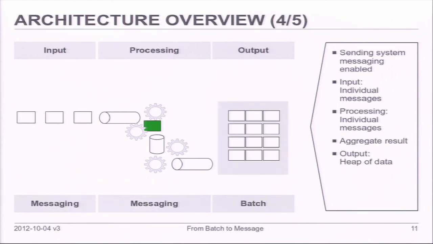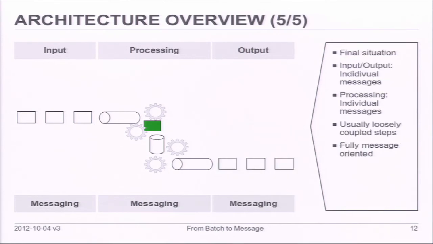You can also do it the other way around. If you are producing data that is consumed by an external party, then you use your input and messages. You do the processing based on individual messages, and then you aggregate the data to generate files or whatever to pass that on to a partner or to another third party that relies on that batch output. Yeah, and that's the final step.